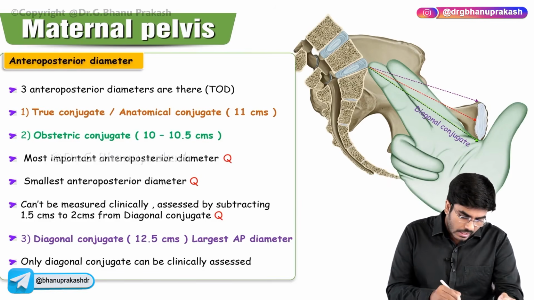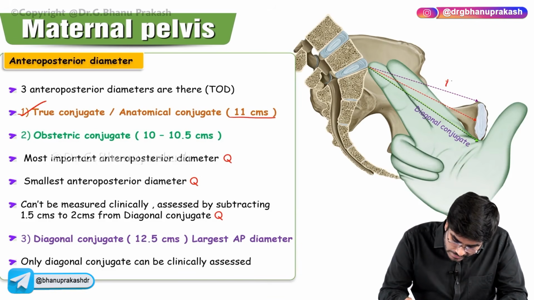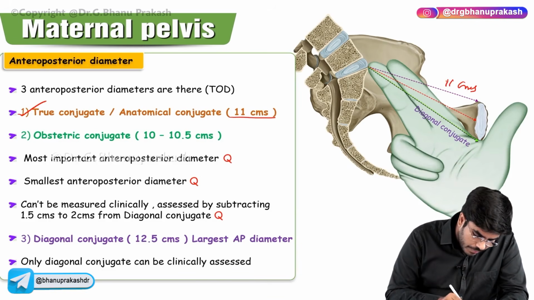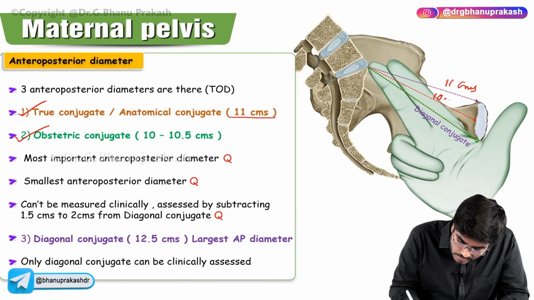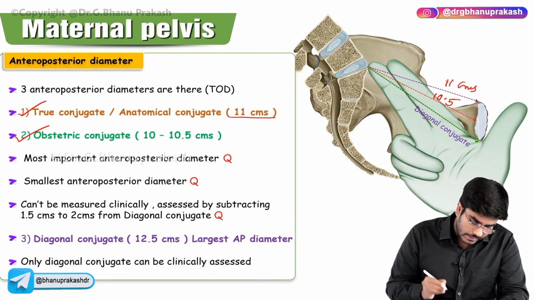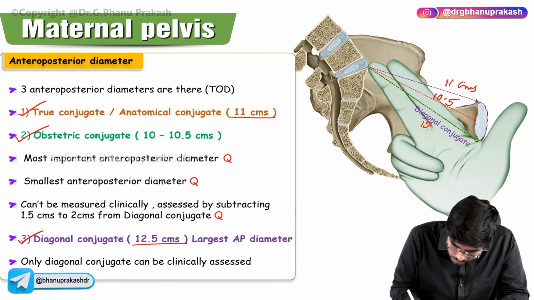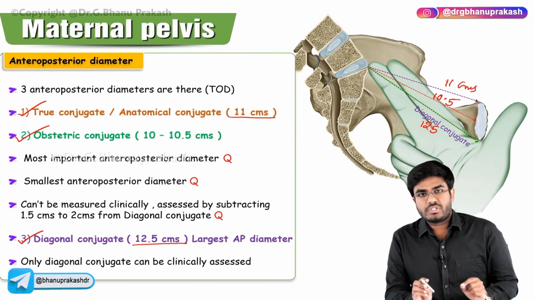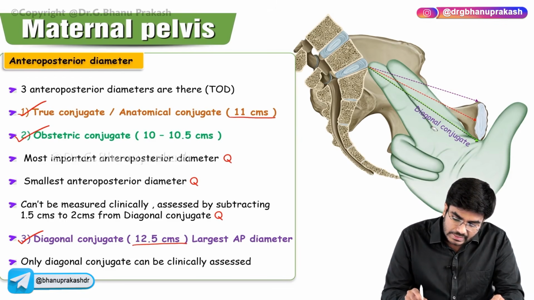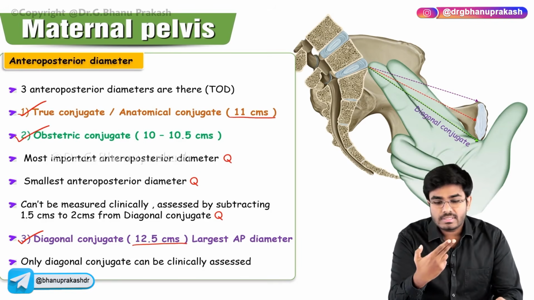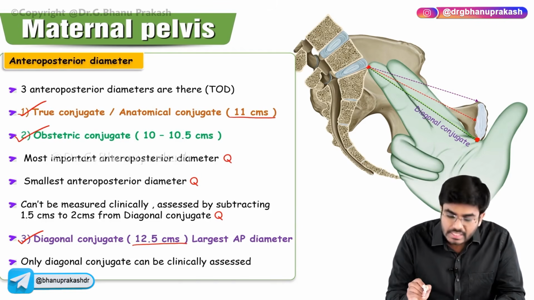Now please concentrate. The true conjugate will be somewhere around 11 centimeters, that is this one. The obstetric conjugate will be 10 to 10.5 centimeters, that is the second one. And the diagonal conjugate will be 12.5 centimeters. Now let me ask you a question. Out of all these antero-posterior diameters, which diameter is clinically measured? With fingers you can only measure the diagonal conjugate. Yes, the diagonal conjugate can be measured.